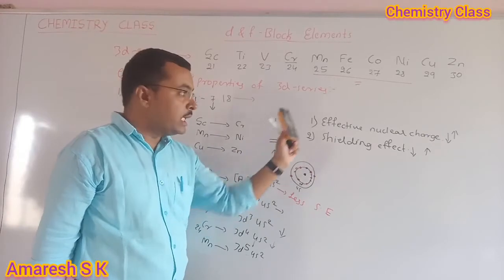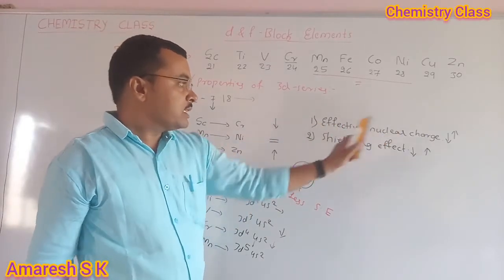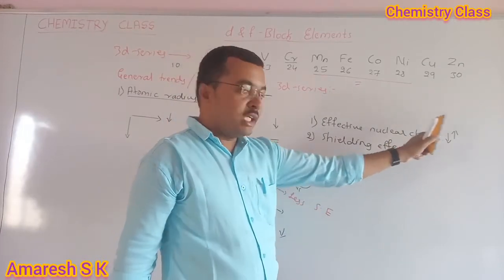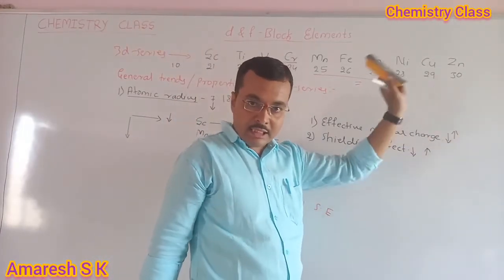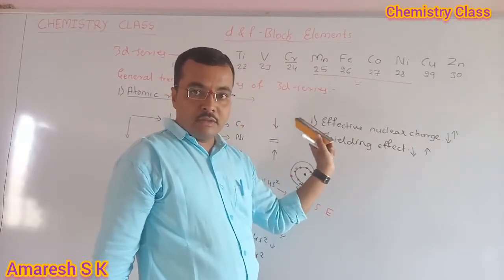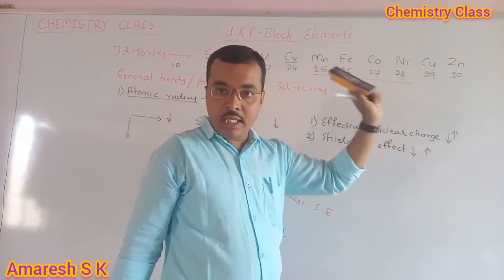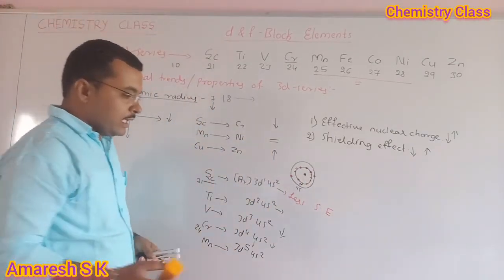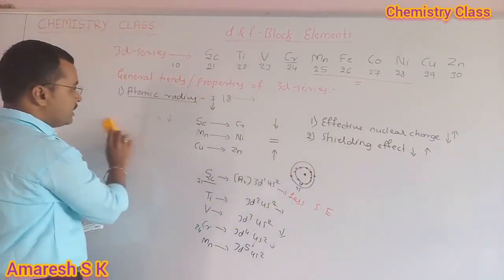This is due to two factors, effective nuclear charge and shielding effect. As the shielding effect becomes more, the effective nuclear charge becomes less. As the shielding effect goes to less, the effective nuclear charge goes to more. This is the concept you should keep in mind. This is about the atomic radius of the 3D series of elements.